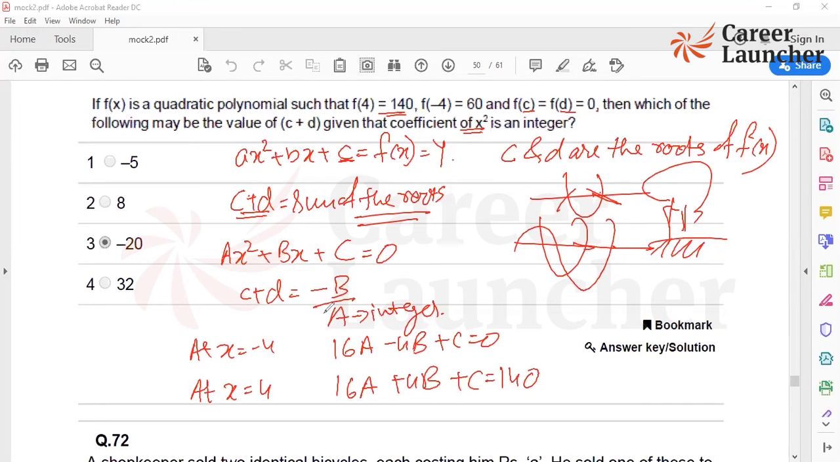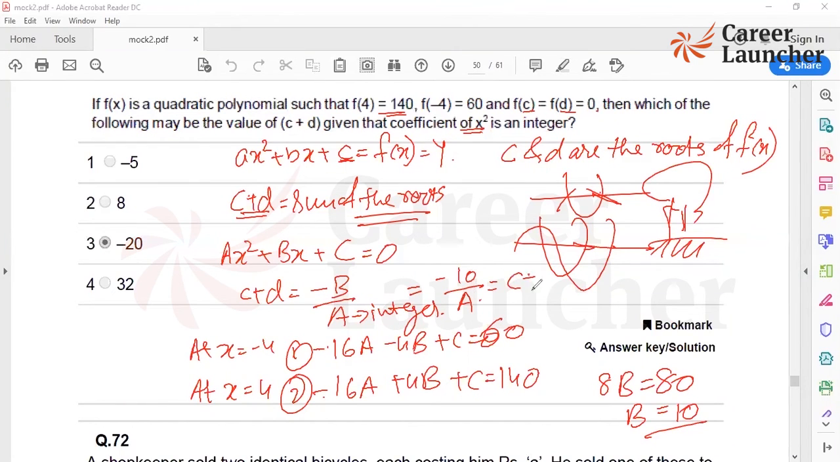I know a is an integer, and I'm interested in finding out b. I'll separate the first equation from the second equation. Sorry, here it was given as 60. Equation 1 is to be separated from the second. That gives me 8b is equal to 80, so b will come out to be 10. So it is already known that b is 10, and minus 10 by a is the value.